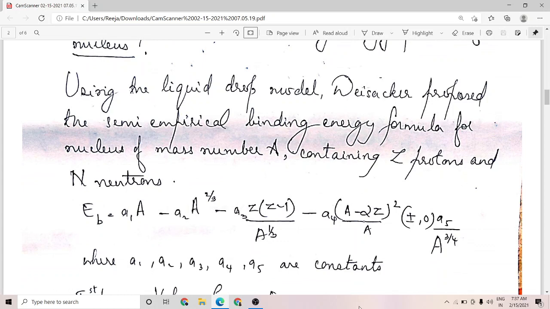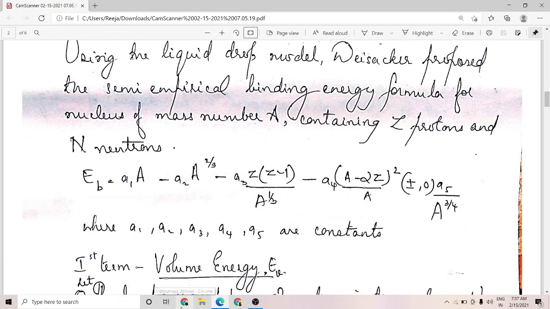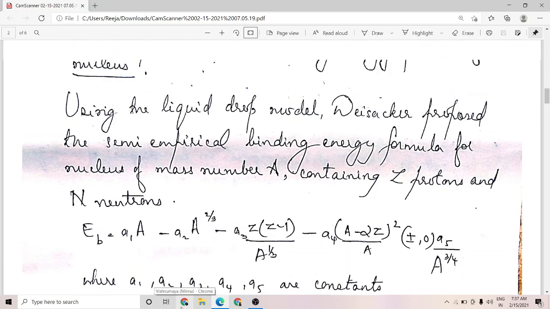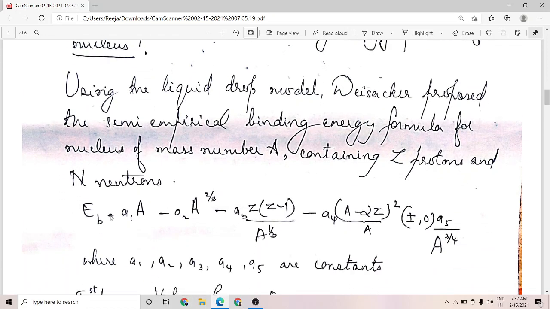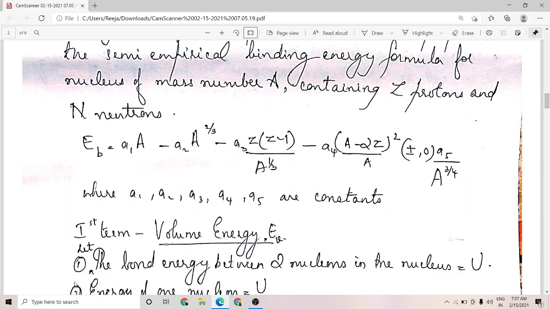Here A1, A2, A3, A4, A5 are constants. Capital A stands for the mass number, Z stands for the number of protons, and N stands for the number of neutrons. Now let us discuss the first term in this equation. How does it contribute to the binding energy of the nucleus?